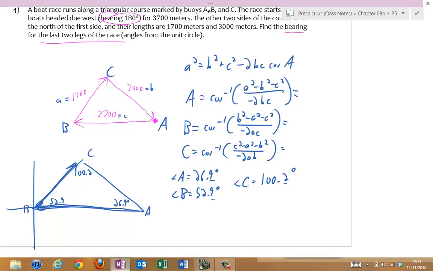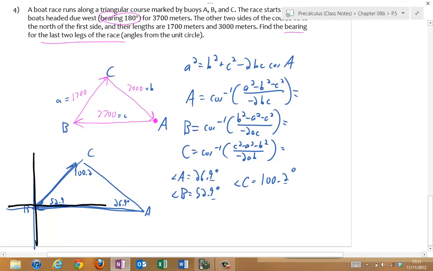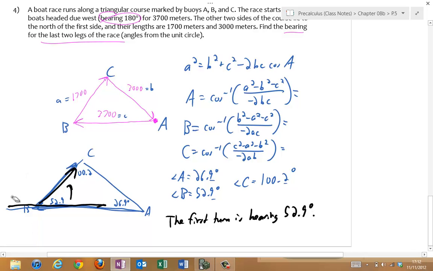Again, if you want to see it relative to the unit circle, just draw a unit circle at that corner where that angle is. Just draw the angle out the way we're going to be going and be like, oh, yes, that's 52.9 degrees. So you can say the second turn, actually it's the first turn because we've already started, so the first turn is bearing 52.9 degrees. Okay, now let's erase that circle.